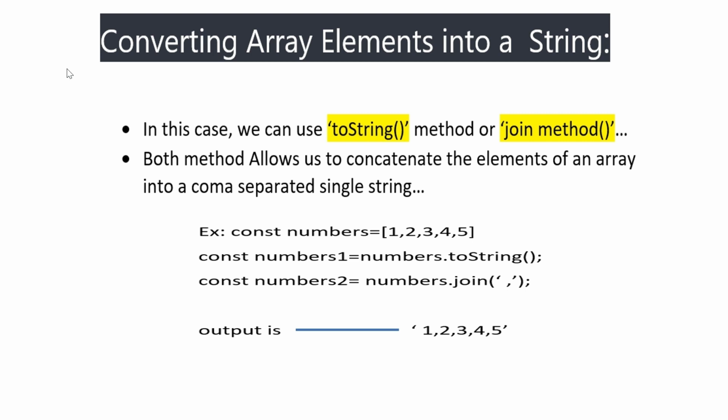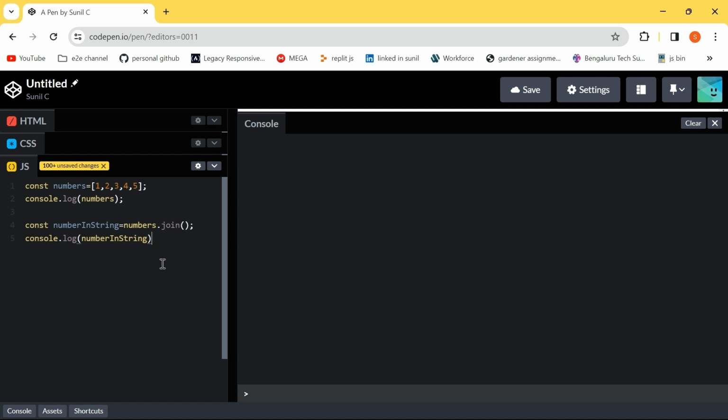So let's see it practically. This is the example. In this example, we have an array called numbers, that is 1, 2, 3, 4, 5. We are doing a console log of numbers to obtain the normal output. Then, when we make the string by using the join method, what is the output? We have to see next. So I just have to console it here.